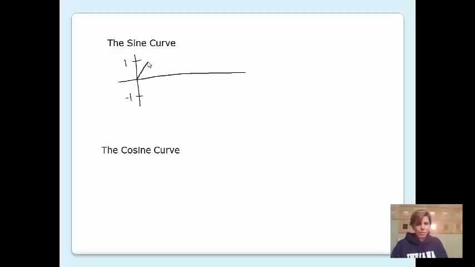starts at 0, then it heads up to 1, then back down through 0, then down to -1, and then back to 0. The cosine curve starts at 1, heads down through 0, goes down to -1, and then heads back up to 1. The important thing that I'd like you to see from this is that the sine curve starts at 0 and the cosine curve starts at 1. So please keep that in mind as we create the unit circle.